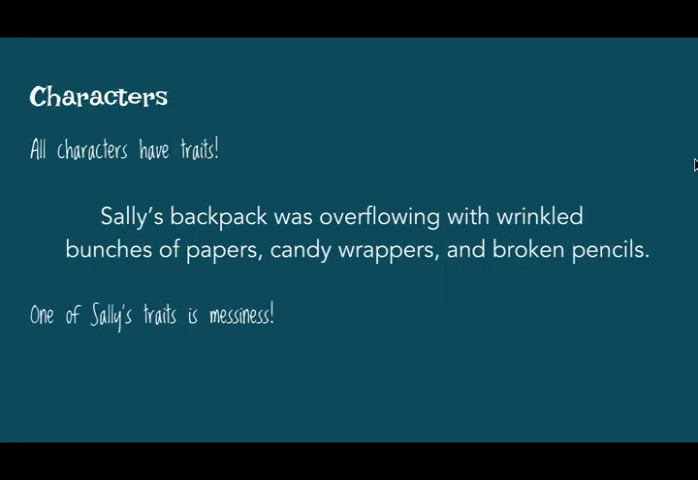Now, each story includes at least one character. Every character has at least one trait. Character traits are all the qualities that make up a character's personality. For example, the following sentence shows a character trait. Sally's backpack was overflowing with wrinkled bunches of papers, candy wrappers, and broken pencils. Now, this sentence shows that messiness is one of the girl's traits.